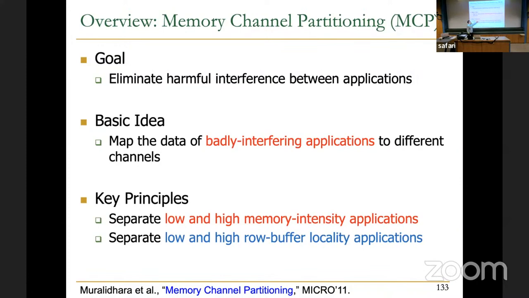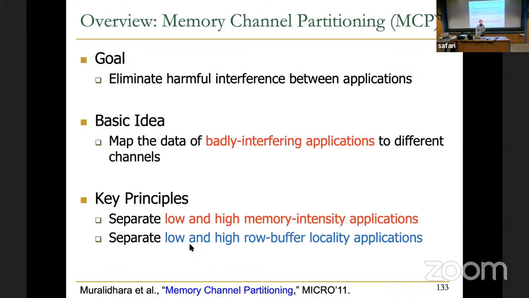And we've seen the reason for this before, right? Because a high memory intensity application delays a low memory intensity application, especially if you're keeping the memory scheduling algorithm first come, first serve based, right? Because that's our goal initially. We're not going to change the memory scheduling algorithm. We're going to handle the interference just by mapping data across different channels.